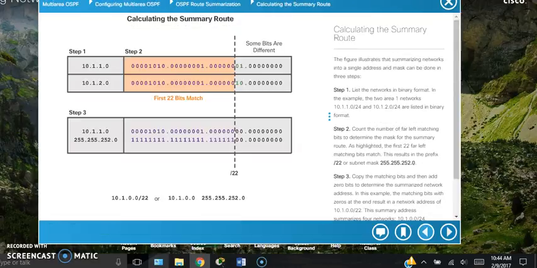It is important in OSPF to summarize your routes. So we learned a little bit about this in the past. You take your networks and then you find the first matching bits, and you come out with a new subnet mask for them.